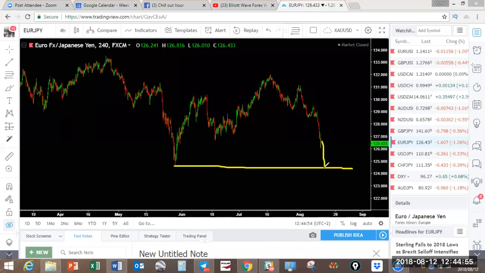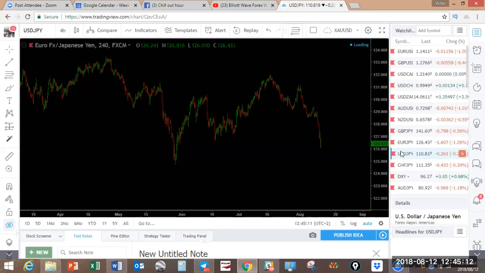Okay, so if you come down here, you'll start looking for a corrective structure like this. I don't expect this to bounce here. I'm expecting further continuation to the downside here on euro yen as well, similar to pound yen. So euro yen, pound yen, also continuation to the downside.